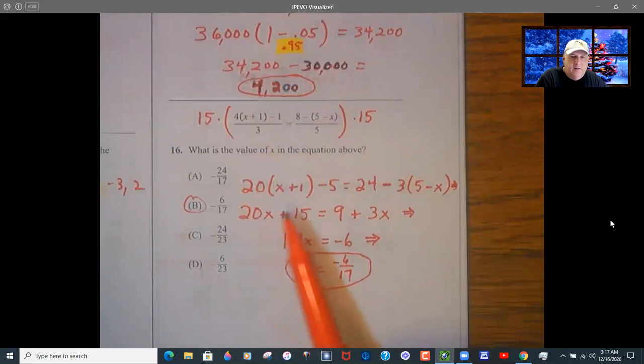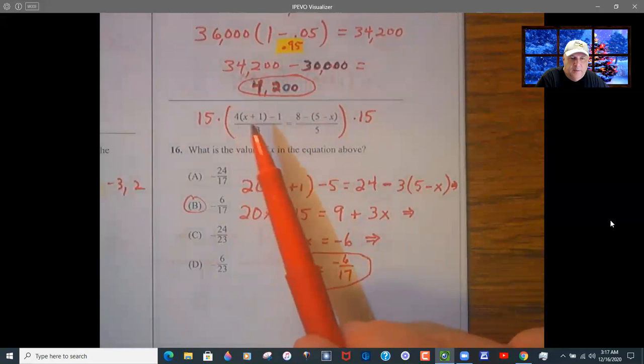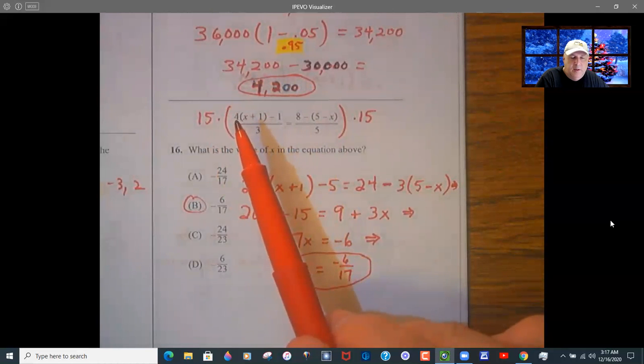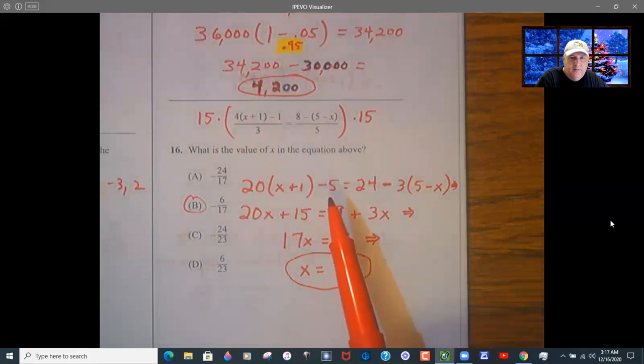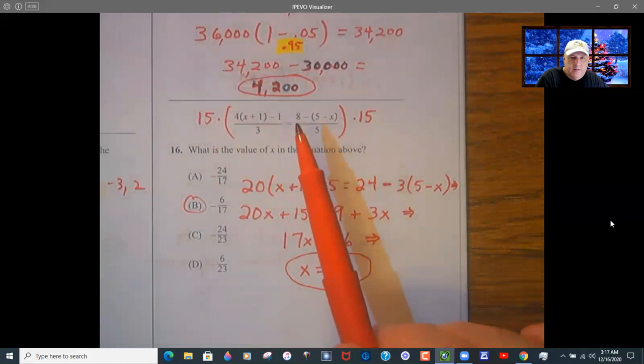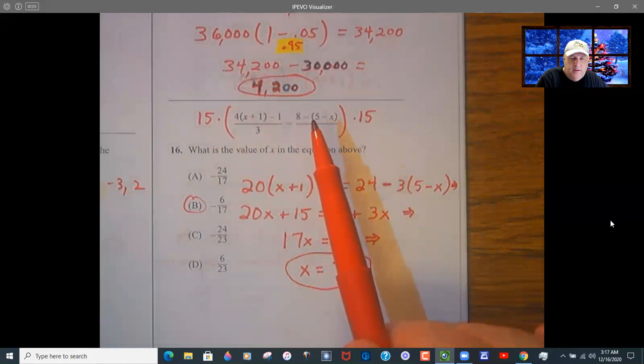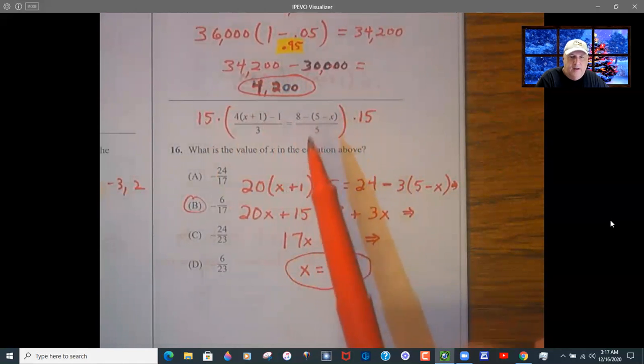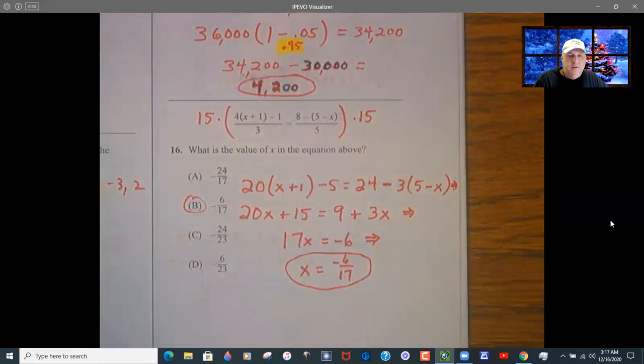And I actually forgot to say you need to distribute the 5 up here too. So the 15 over 3 is 5, but you got to multiply the 4 by 5 and the 1 by 5. 15 over 5 here is 3, but you got to multiply the 8 by 3 and then this inside this set of parentheses by 3. It's challenging. Linear equations, but challenging.